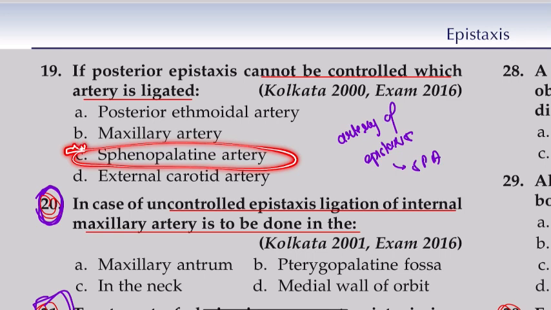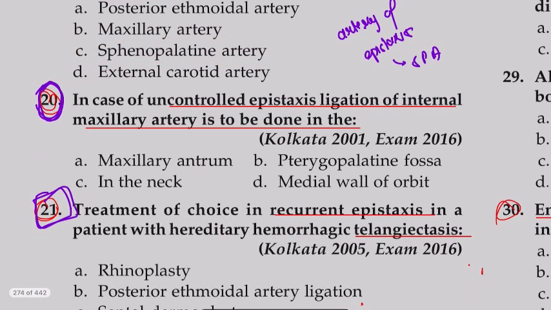Anterior epistaxis also and posterior epistaxis also, right? In case of uncontrolled epistaxis, ligation of the internal maxillary artery is to be done where? In the pterygopalatine fossa, right. In case of uncontrolled epistaxis, ligation of the internal maxillary artery is done in the pterygopalatine fossa.